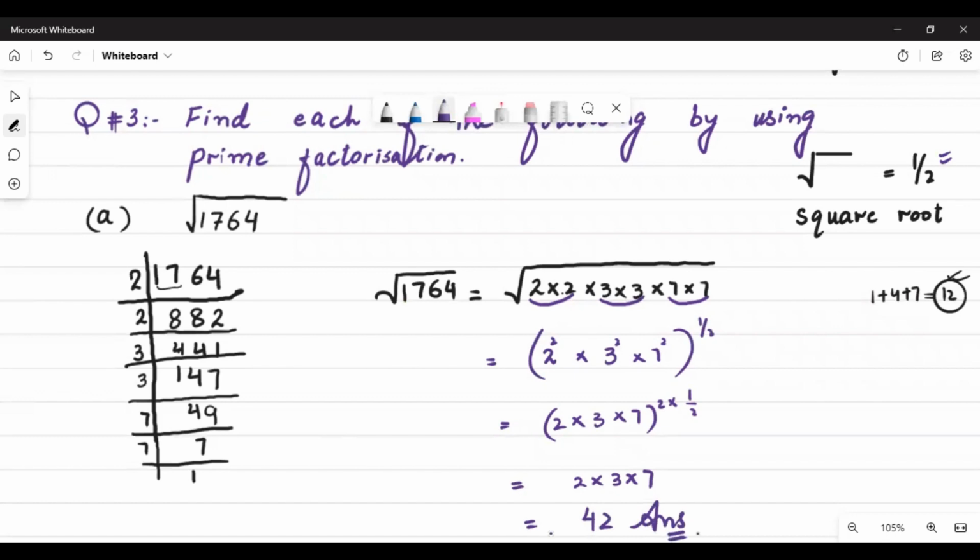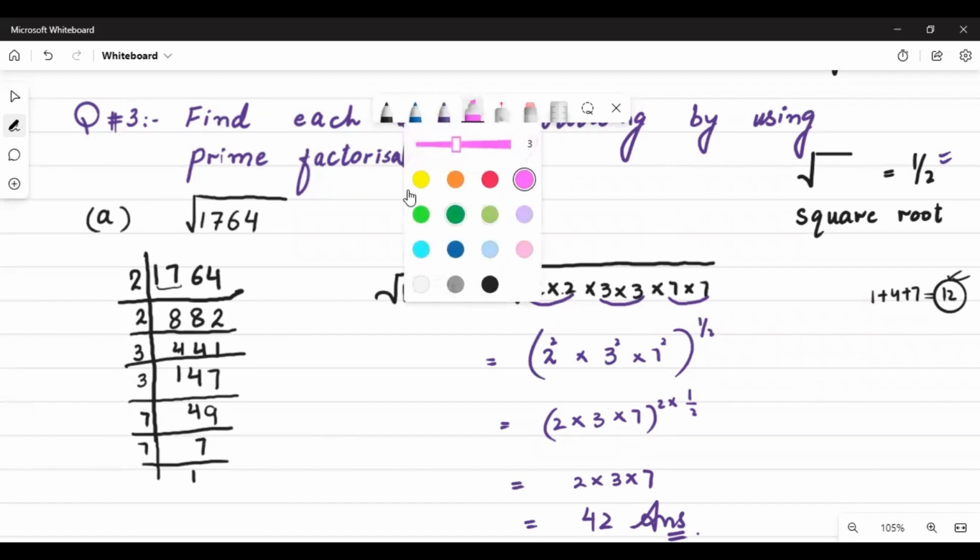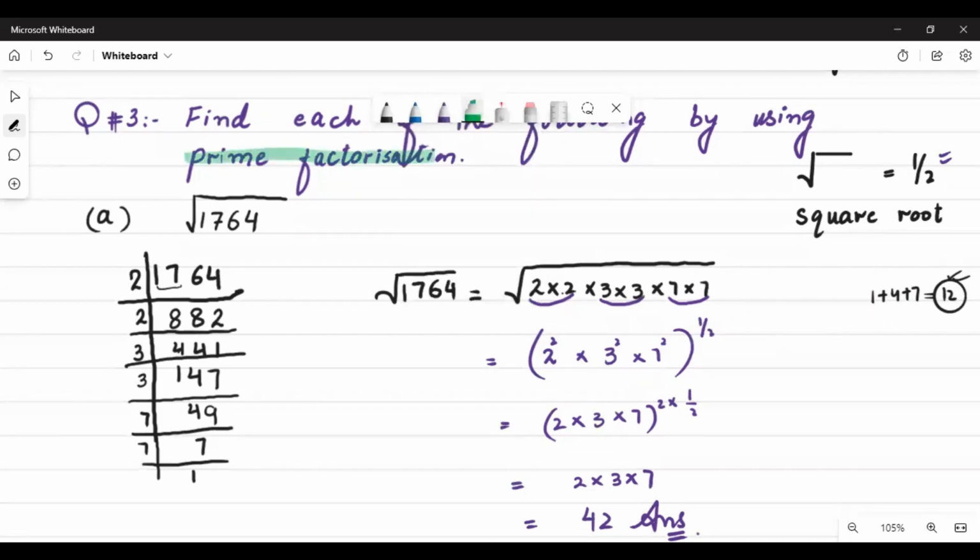Repeating the question. The question was, find each of the following by using the prime factorization. The word prime factorization is very important here, that you have to use only the prime factors. Then you have to find out the square root. So I have taken the number which is inside the square root and found the prime factors for it, using only prime factors. I use 2, then 3, then 7, according to the question. Then I have written all these numbers here because these are the prime factors of 1764. You have to write over here all the numbers, then the square root sign.